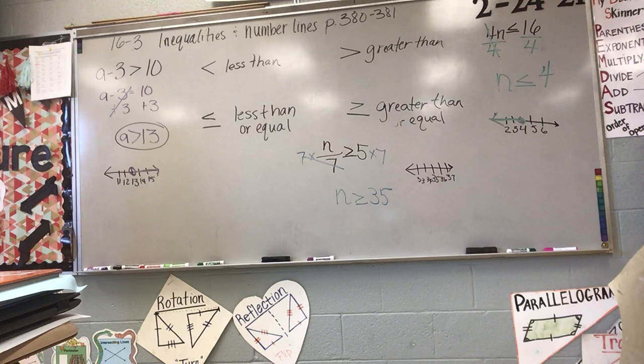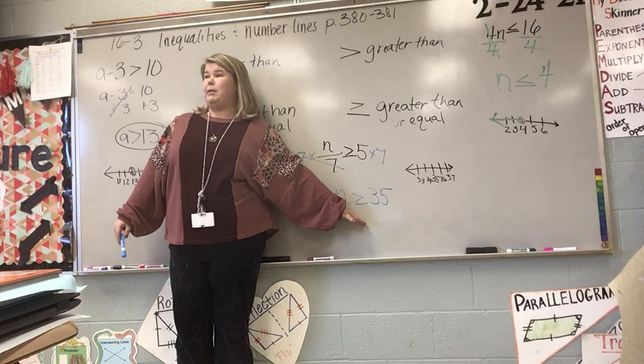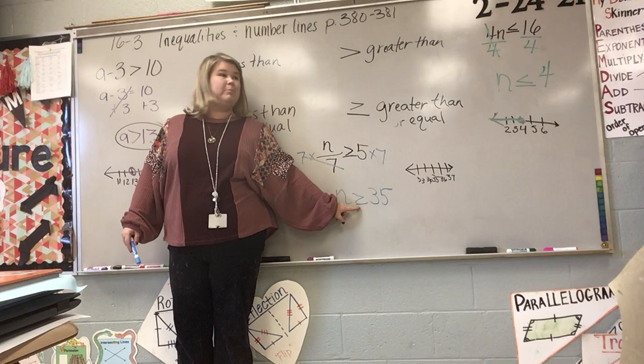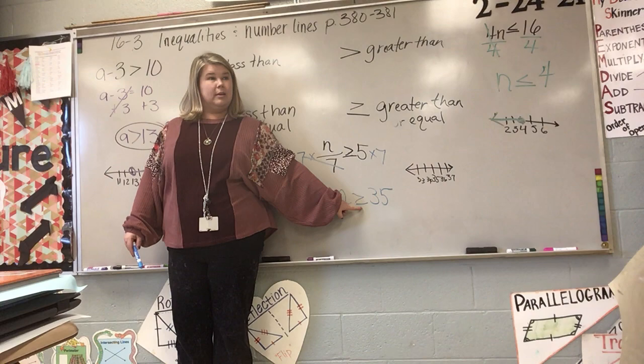Is it an open or closed circle? Closed circle, because could it possibly be 35? Yep, it possibly could be, because it says it could be equal to 35, didn't it? So it's going to be a closed circle.